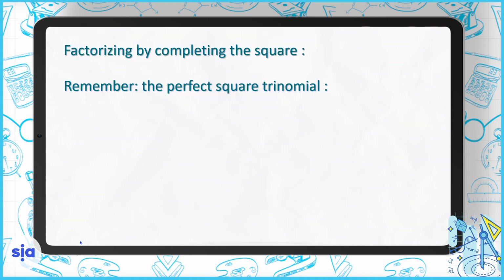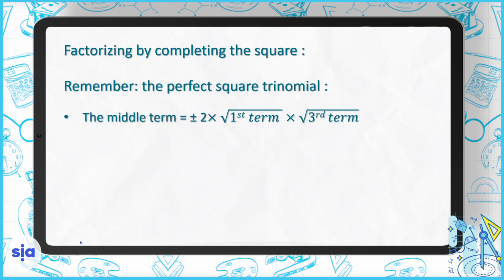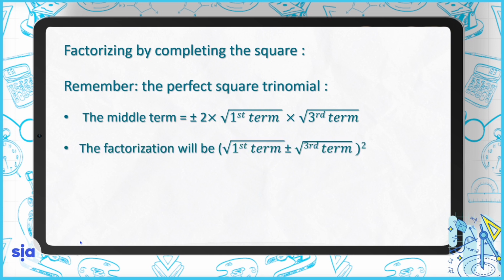In this session we're going to continue working on the factorizing part, and in this lesson specifically we're going to learn about factorizing by completing the square. Let's remember that in the perfect square trinomial, the middle term equals positive or negative 2 times the square root of the first term multiplied by the square root of the third term. And also remember that the factorization will be a bracket, the square root of the first term plus or minus the square root of the third term, all squared.